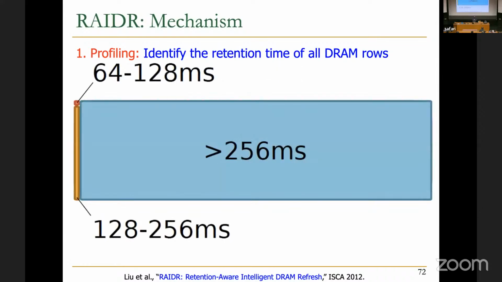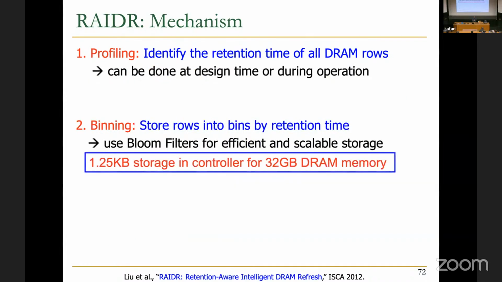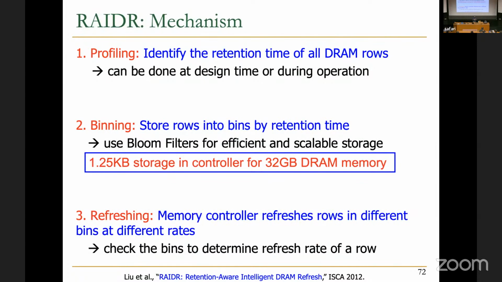So this is the profile that we observe from real DRAM chips, that only a small fraction of the DRAM rows require frequent refresh operations. I'm just jumping to the end to show that it requires very little storage in the memory controller to identify the retention behavior of different DRAM rows for a 32 gigabyte DRAM memory. And the third step is refreshing. Basically, the memory controller refreshes rows based on their need of refresh rate.